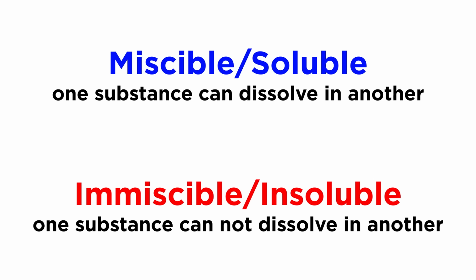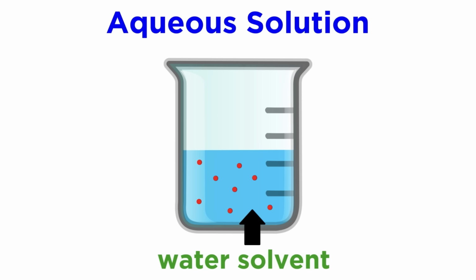In general, if a substance can dissolve in another substance, we say it is miscible or soluble. If not, it is immiscible or insoluble. So when we hear the word aqueous as it pertains to a solution, we must understand that this means a solution where water is the solvent, as opposed to ether or hexanes or any other common solvent.